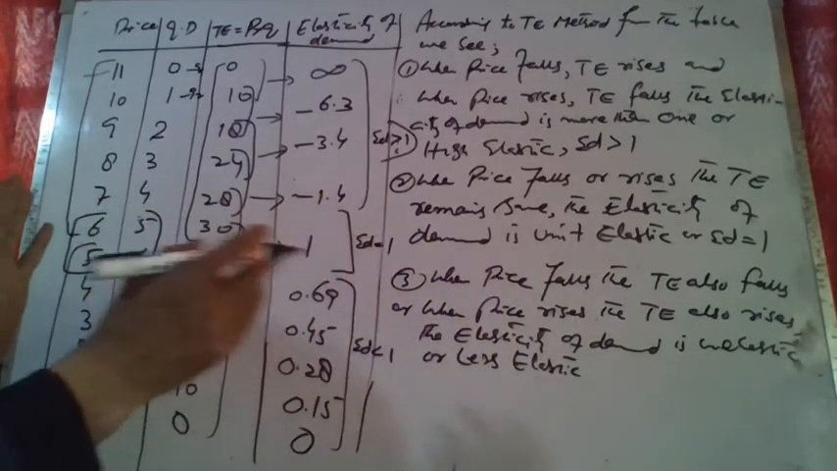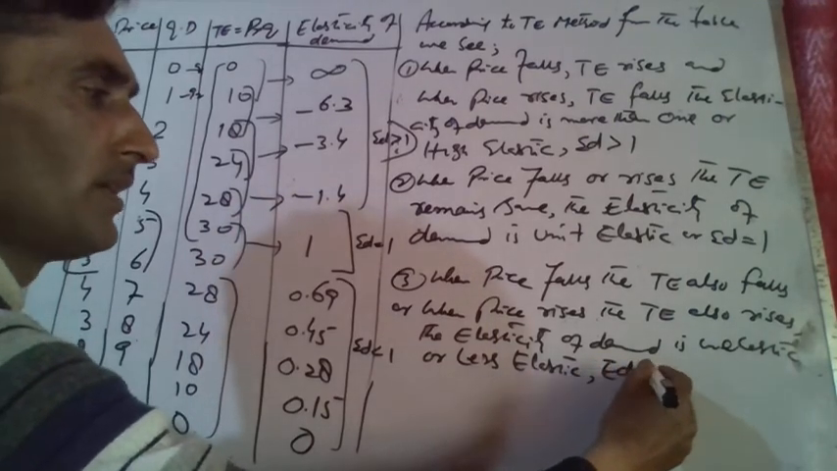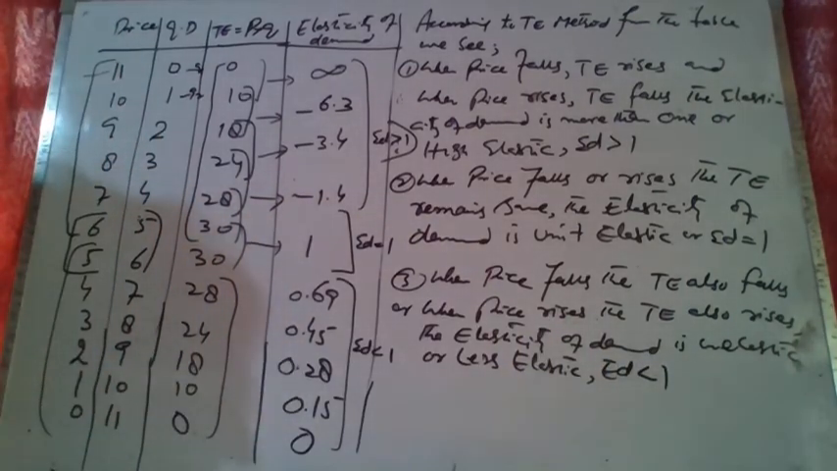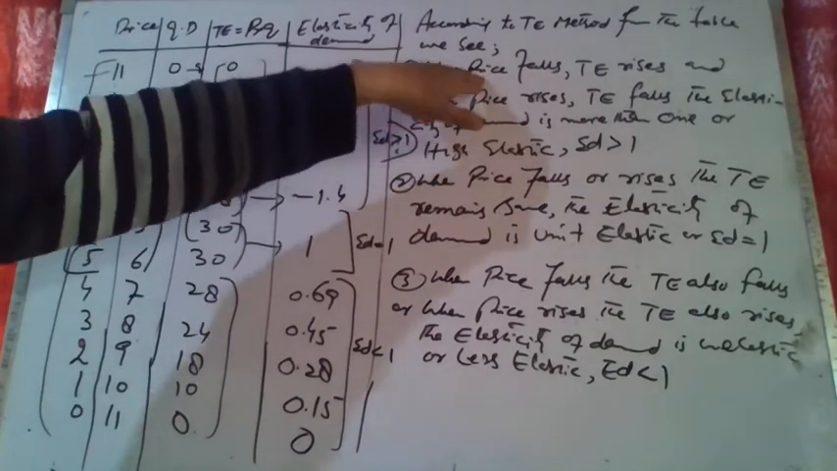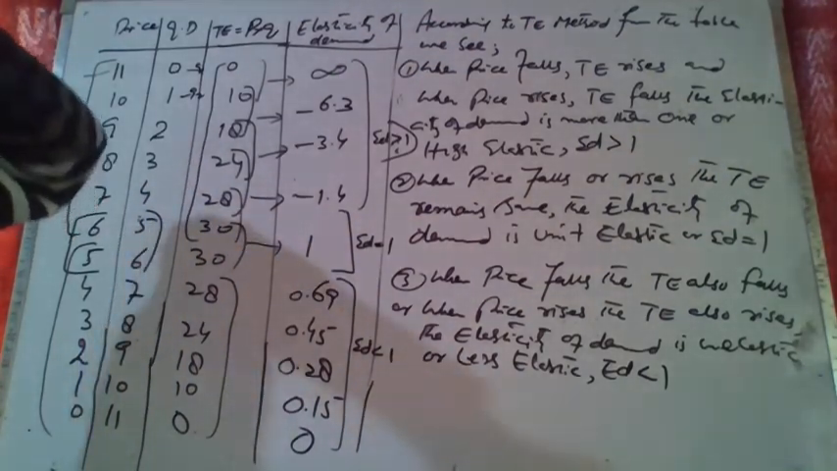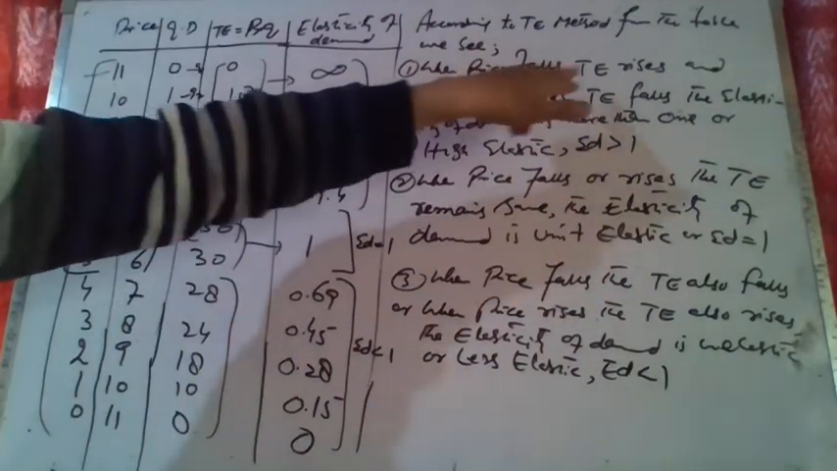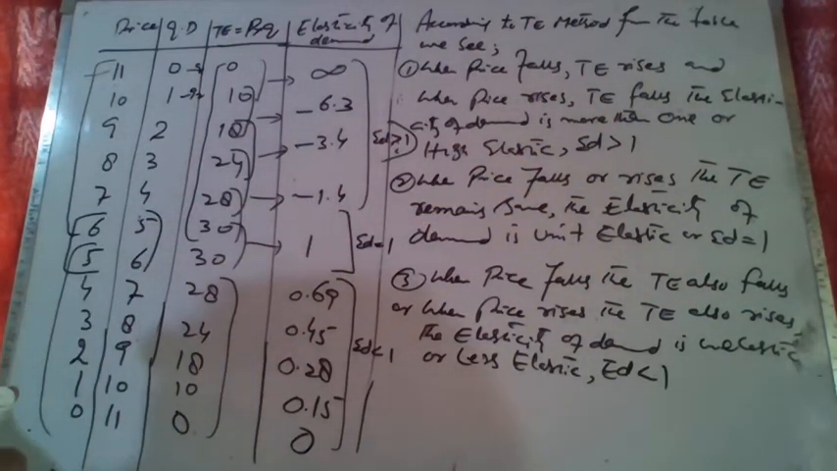When there is a direct relationship between price and total expenditure, the elasticity of demand will be less than 1. So we can say that when there is an opposite relationship between price and total expenditure, that is, price falls, total expenditure rises, price rises, total expenditure falls, the elasticity of demand is more than 1. When price falls or rises, the total expenditure remains the same, the elasticity of demand is unit elastic or equal to 1.